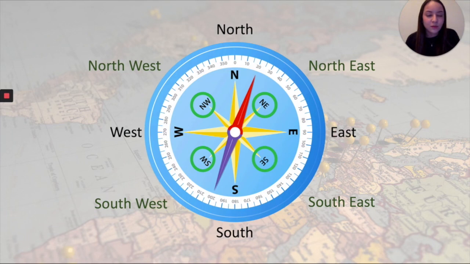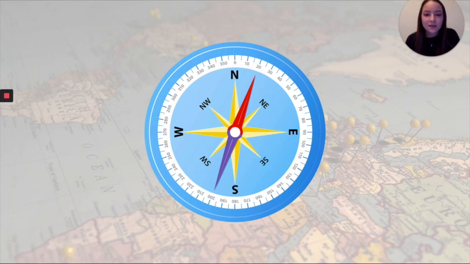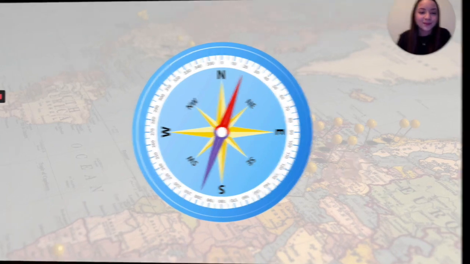Remember what the compass points are. Now, as your challenge, can you draw your own compass in your book and label all of the compass points? So not only the 4 main ones, but the 4 smaller ones you've just learnt as well. Good luck!